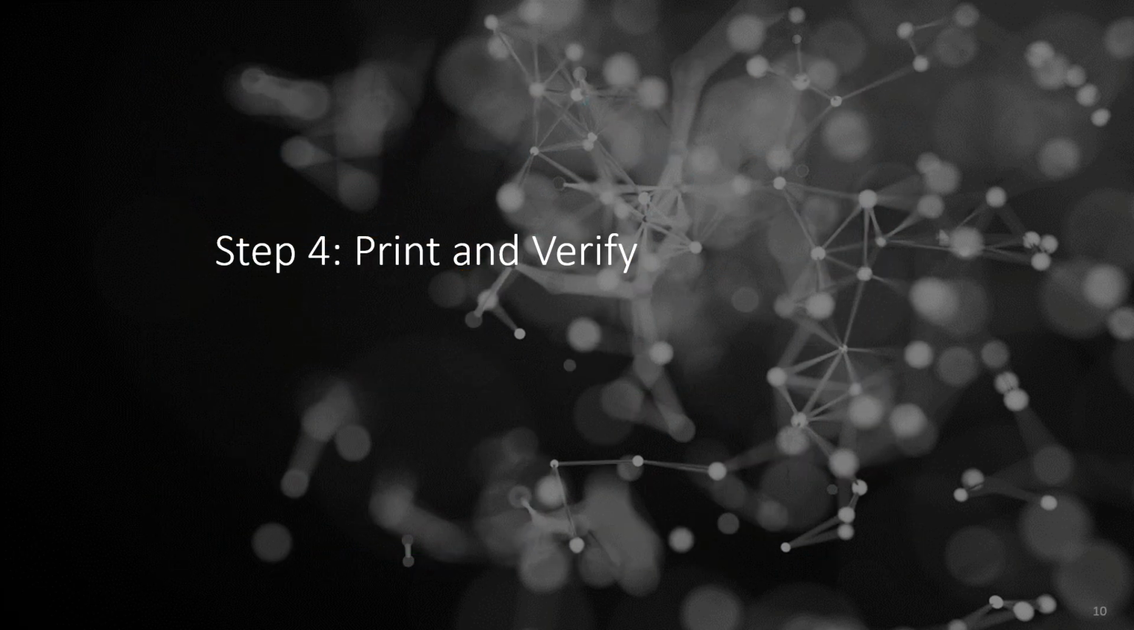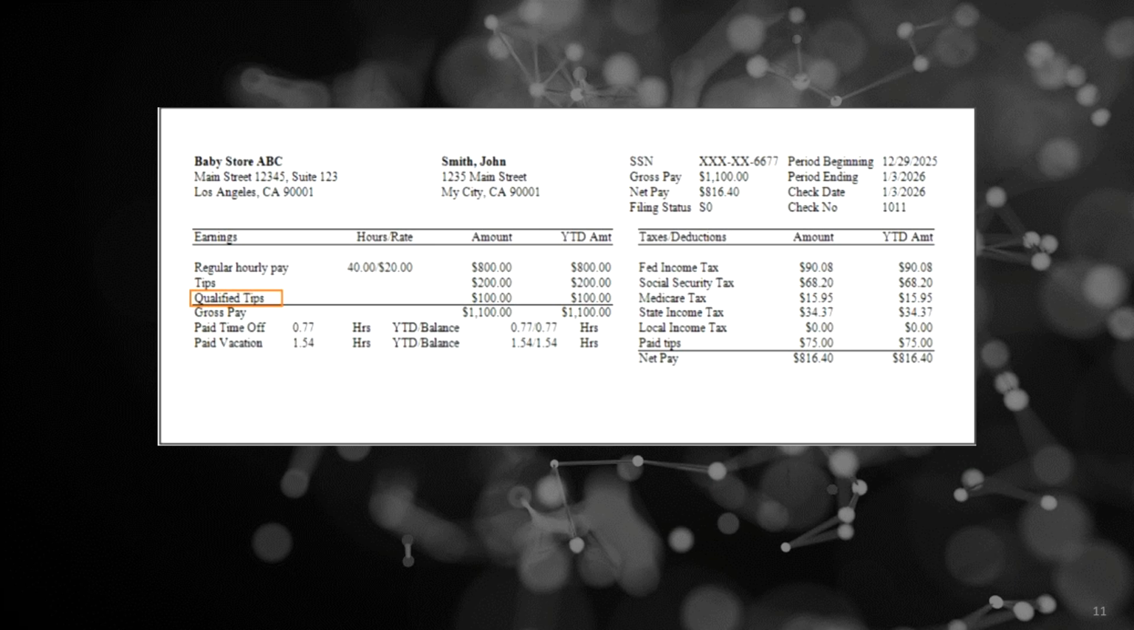Step 4. Print and verify. The pay stub will now clearly display the Qualified Tips category, providing the transparency required by 2026 federal law.